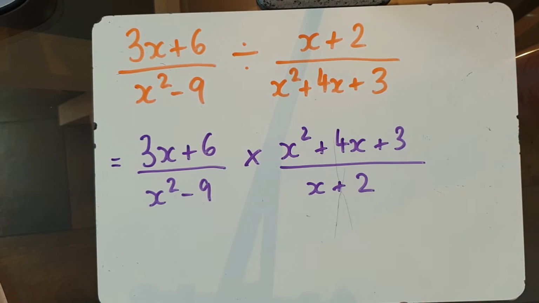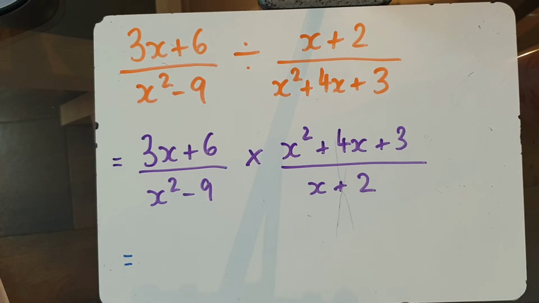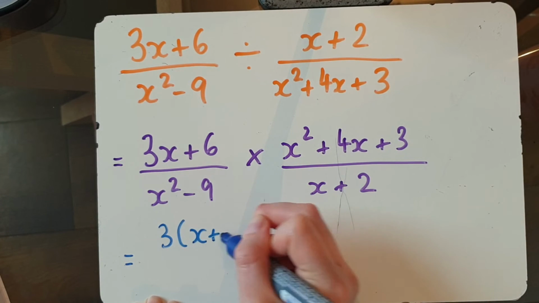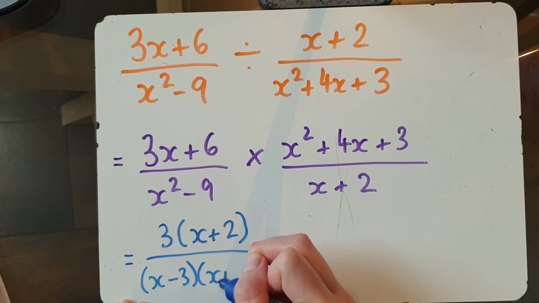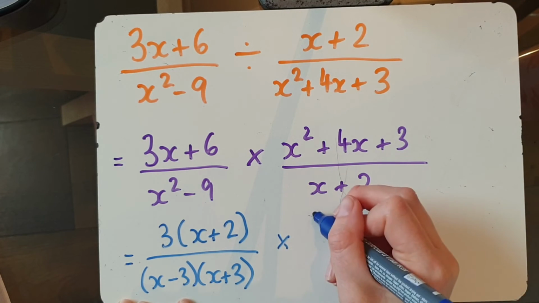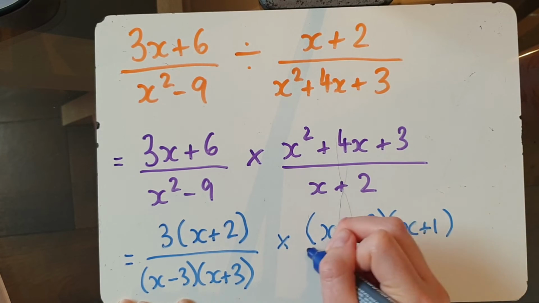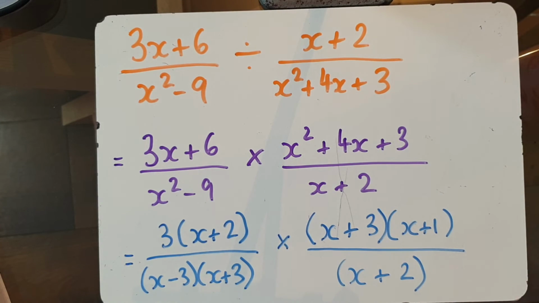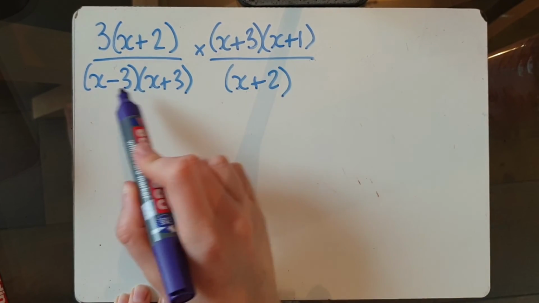And now, from this step, it's just the same as the previous example. I'm going to factorise the numerators and denominators wherever possible. So this is going to be 3 into (x plus 2) over (x minus 3)(x plus 3). This is difference of 2 squares. And I'm going to be multiplying that by (x plus 3)(x plus 1) over (x plus 2). So this is the multiplication that we're doing.